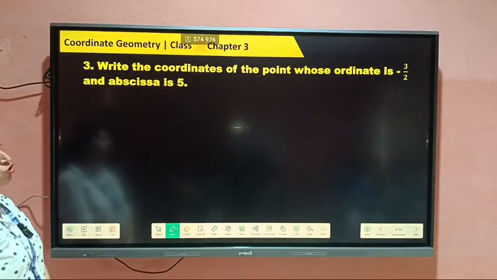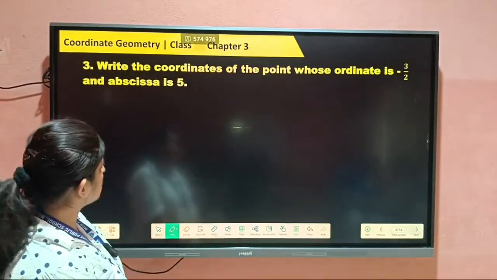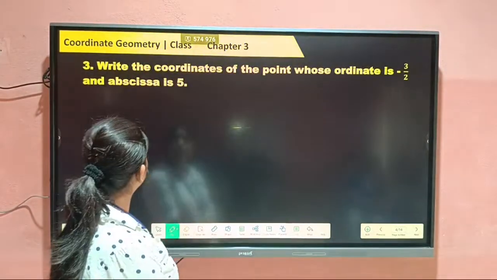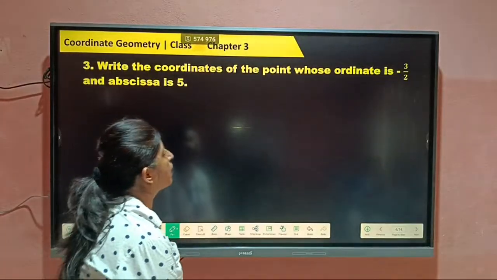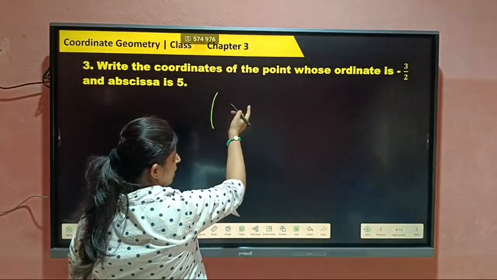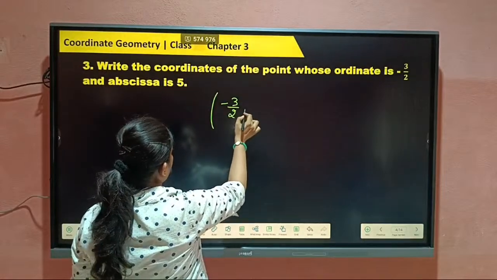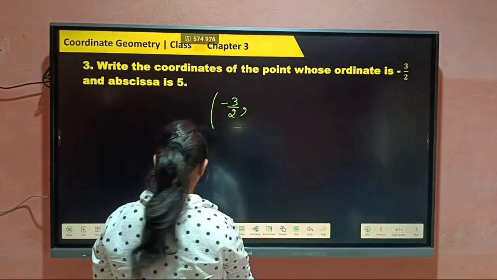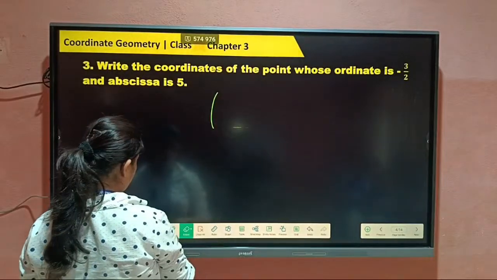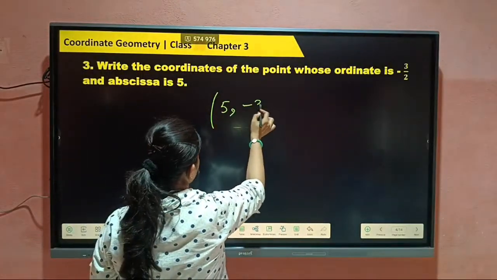Write the coordinates of the point whose ordinate is minus 3 by 2 and abscissa is 5. We have to tell the coordinate of the point. Abscissa is 5, not minus 3 by 2. So first we will write abscissa 5 and then ordinate is minus 3 by 2.